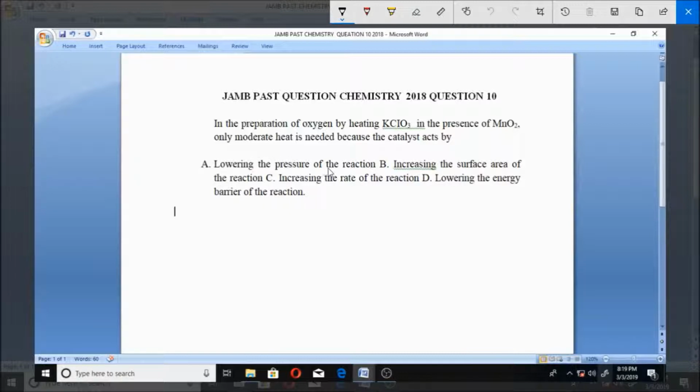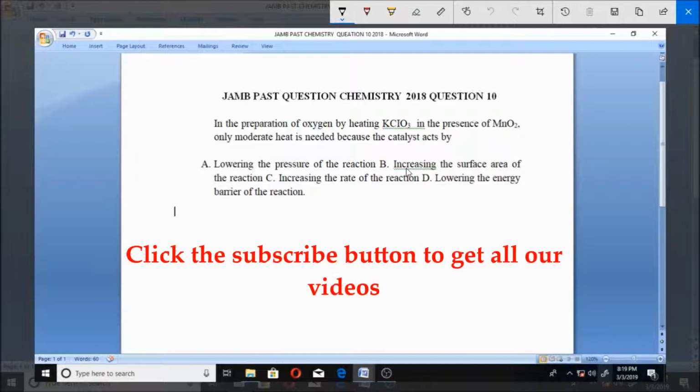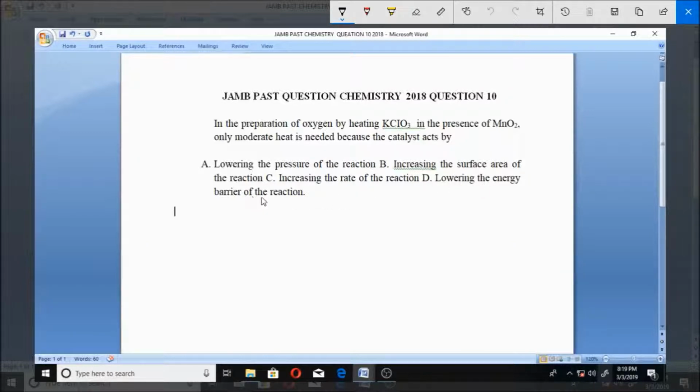A. Lowering the pressure of the reaction, B. Increasing the surface area of the reaction, C. Increasing the rate of reaction, D. Lowering the energy barrier of the reaction.